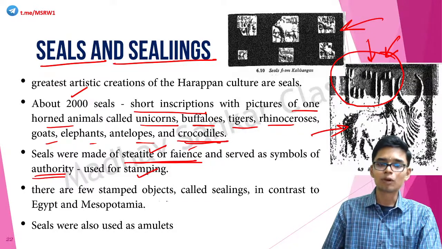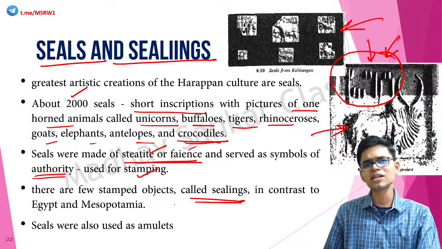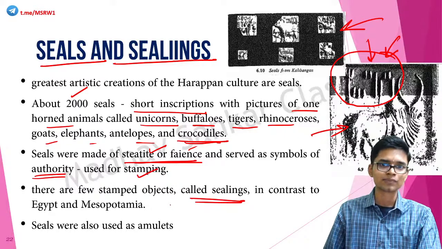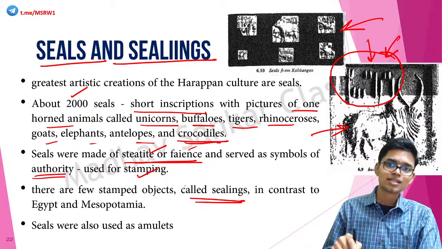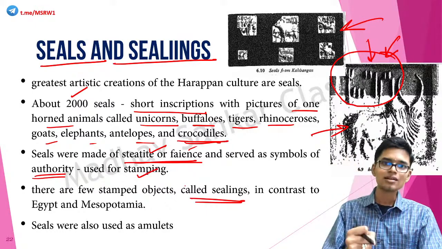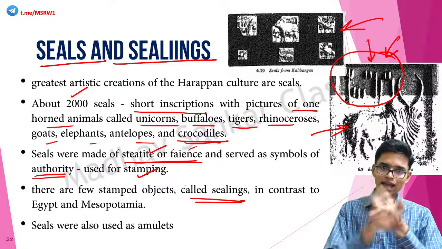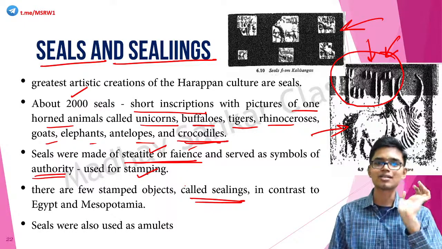There are few stamped objects called sealings in contrast to Egypt and Mesopotamia. In Egypt and Mesopotamia also we come across seals. What are sealings? Sealings are the impressions of a seal. Once you put the seal, that impression is left somewhere, right? So these stamped objects are known as sealings.